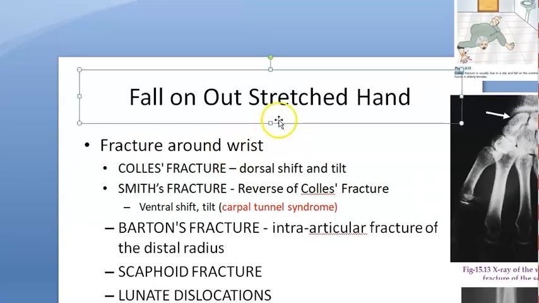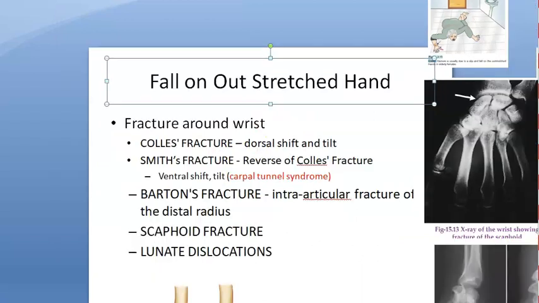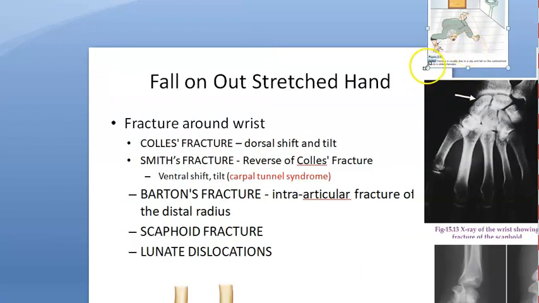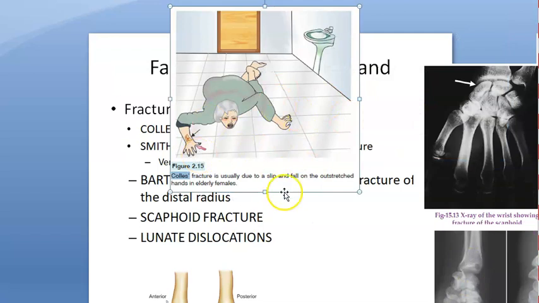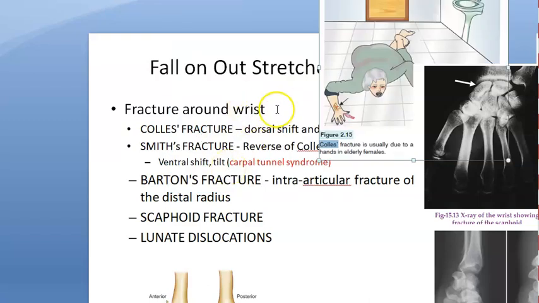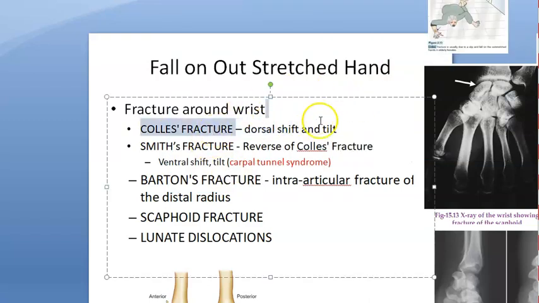Then coming to the wrist, around the wrist, what all can happen? You have seen especially in elderly women post-menopause because of osteoporosis, just a small fall on the outstretched hand can cause Colles' fracture, where there is dorsal shift and tilt. And Smith's fracture is the reverse, where there can be ventral shift or tilt. Ventral shift can lead to carpal tunnel syndrome because of median nerve compression.